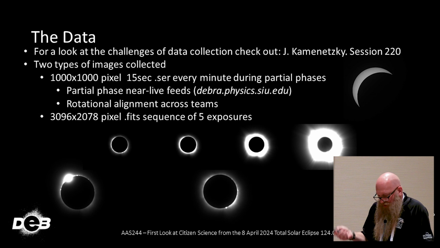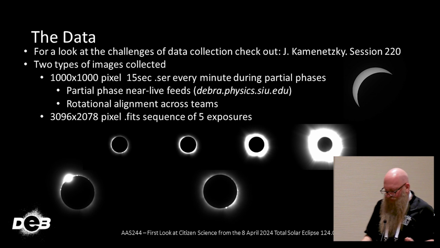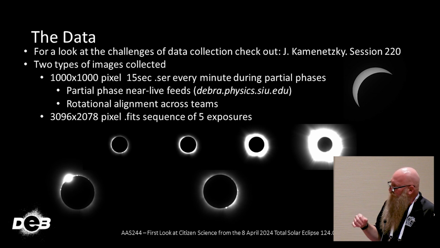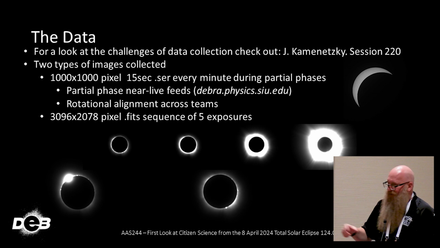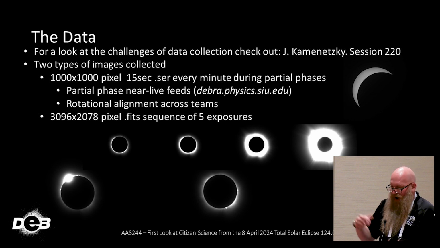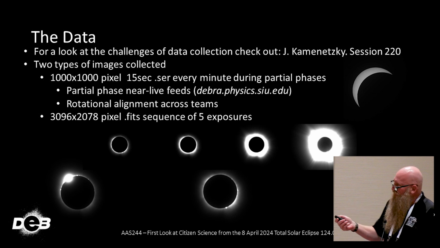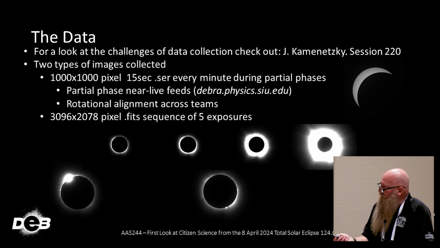But what did we do? Well, we looked at two types of data or images that we collected. The first was during partiality, where we collected 1,000 by 1,000 pixel, 15-second movies on a 1 minute cadence. So we're looking at 15 seconds every minute, and that gives us 45 seconds to process those movies to where we can get high quality images from relatively low quality videos because of the quality of our equipment.